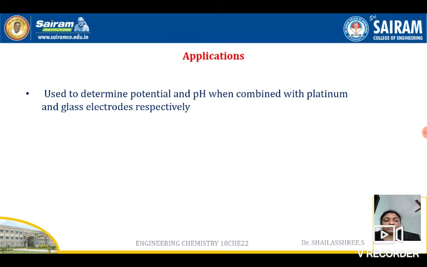And the advantages of the electrode are that it is easy to construct and the potential will not vary with the variation of temperature. And coming to the applications, it is used in the determination of pH when combined with a glass electrode, and it is used in the determination of potential when the electrode is combined with the platinum electrode. Fine.